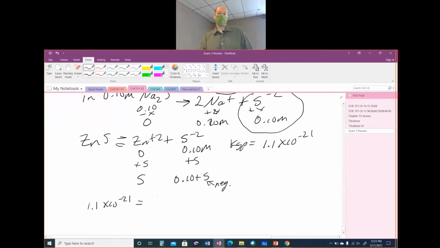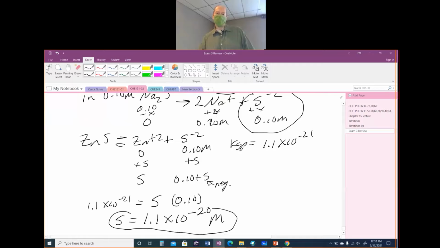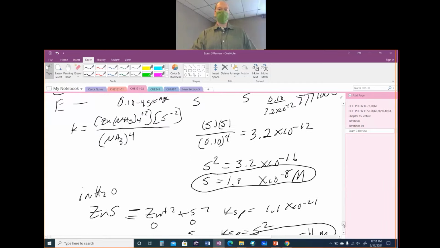So you have your 1.1 times 10 to the minus 21. That's equal to your zinc concentration, which is S, times your S minus 2 concentration, which is 0.10. And so you get your S value is 1.1 times 10 to the minus 20th. All right, so that is an extremely small solubility. And so you have your three solubilities for the three different choices for your zinc sulfide.